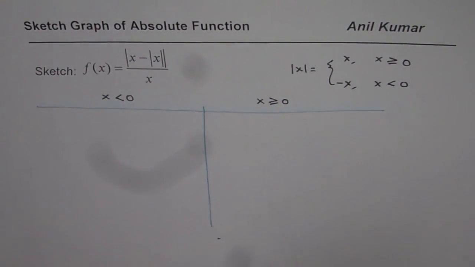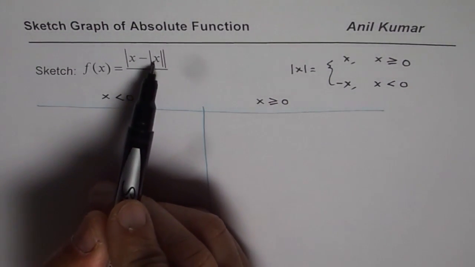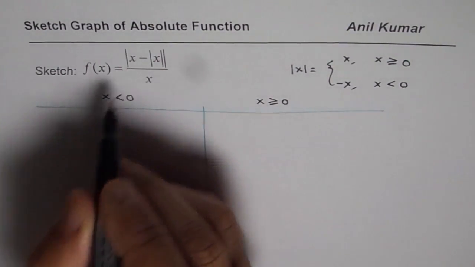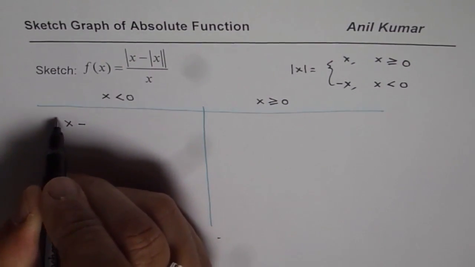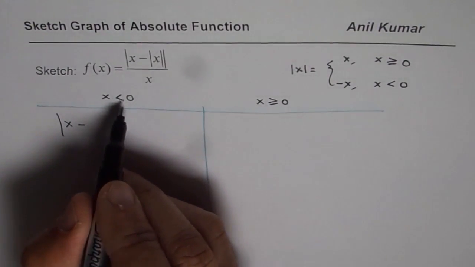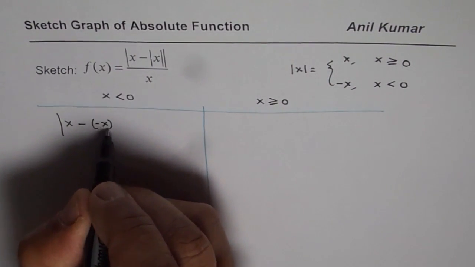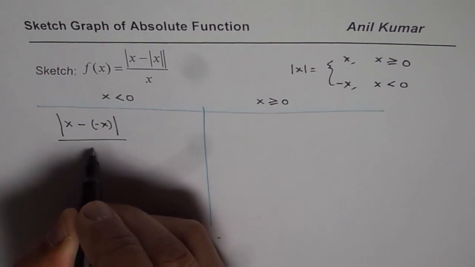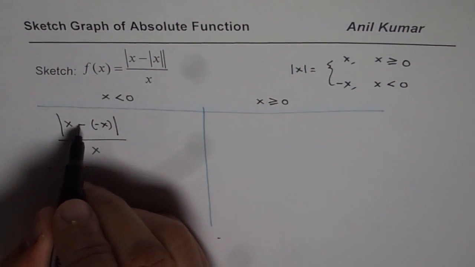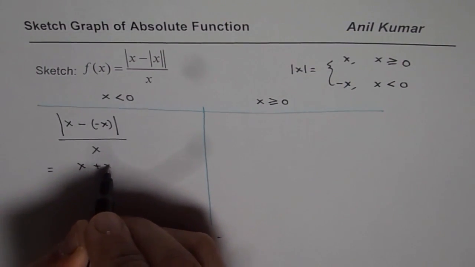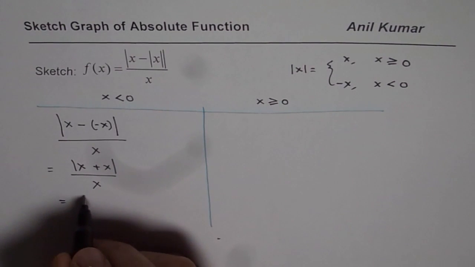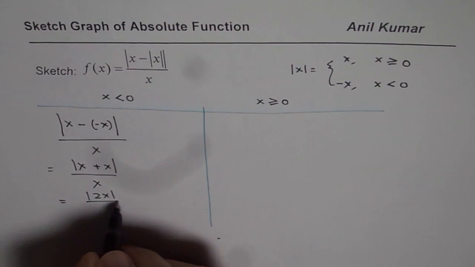Now if x is less than 0, we'll replace this absolute x with minus x and rewrite the function. So we are trying to understand this function as x minus the absolute value, and inside the absolute value we are trying to figure out x. So if x is less than 0, this is minus x. So it is x minus the absolute value of minus x, divided by x. Now that is equal to x, and minus and minus becomes plus, so we get the absolute value of 2x over x.